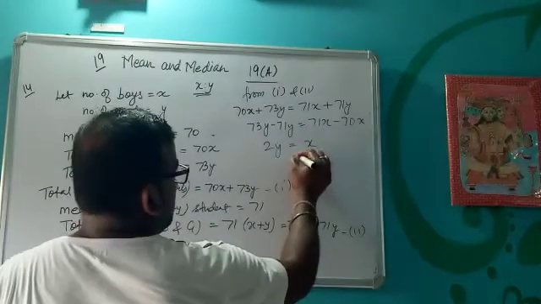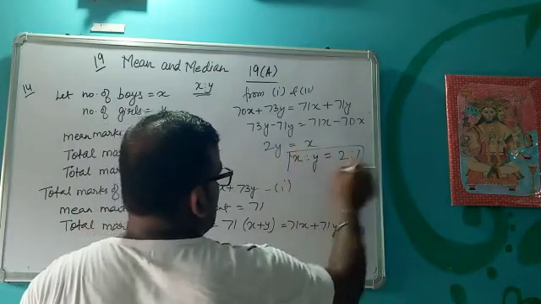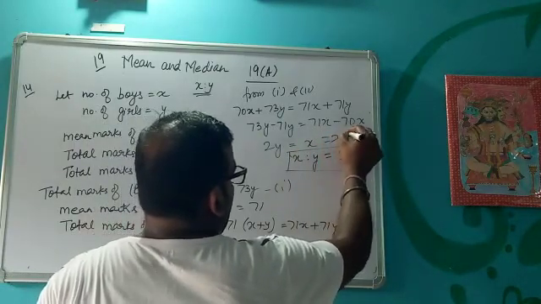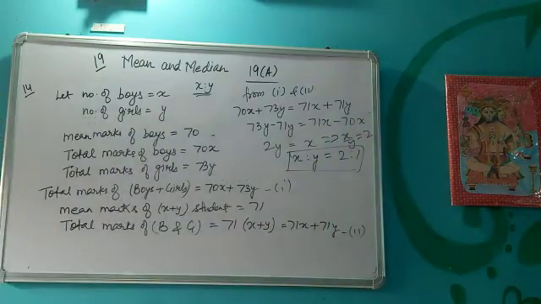So what is our x is to y? x is to y is 2 is to 1. From here you will get x upon y equal to 2. So x is to y is 2 is to 1.